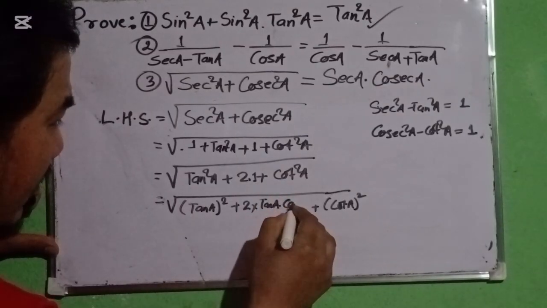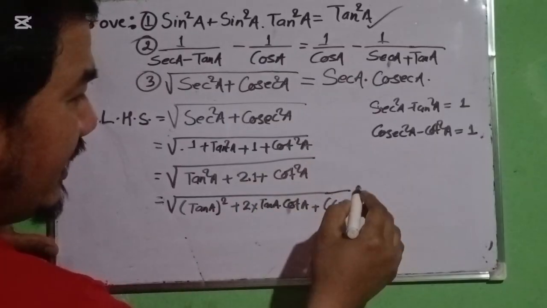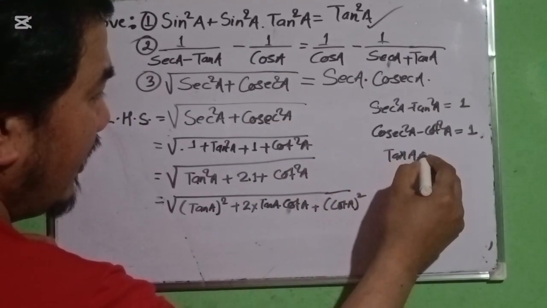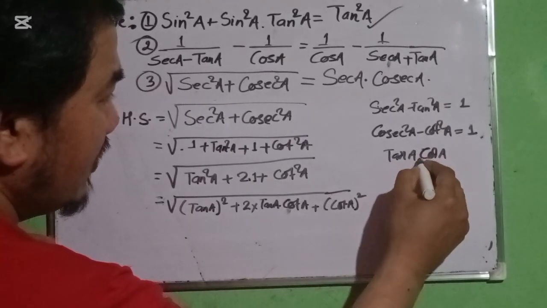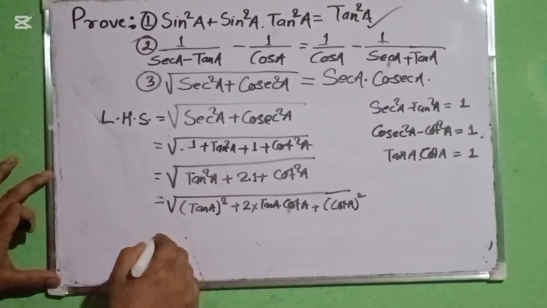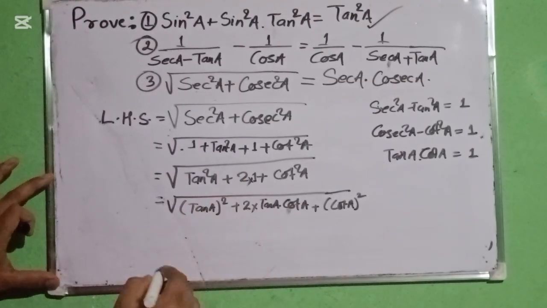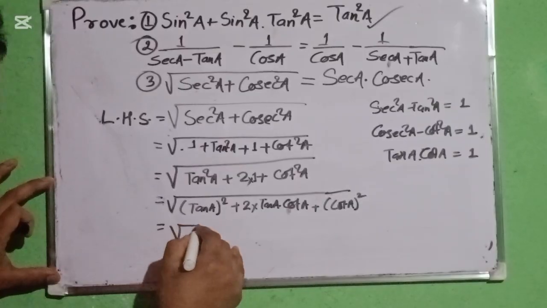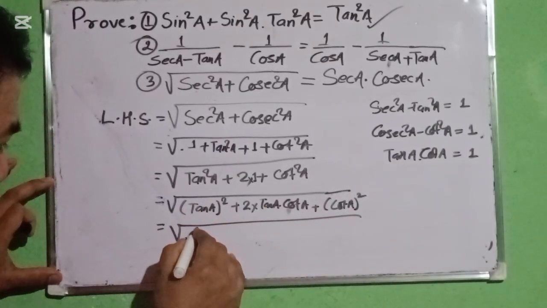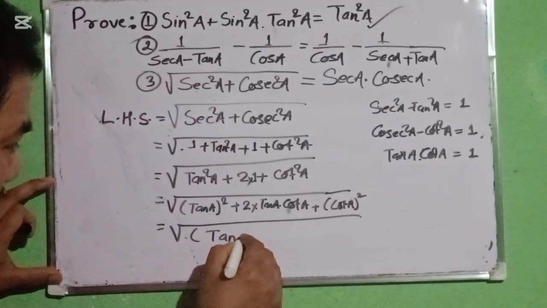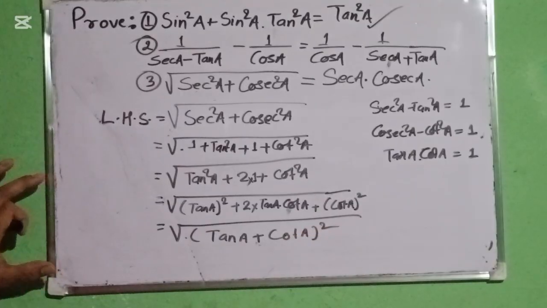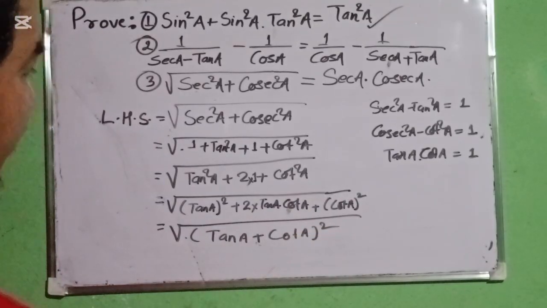Because we know in the reciprocal relation, this is the formula: tan A into cot A equals 1. When you multiply them, it becomes 1. Tan A into cot A means 1. Here is 2 into 1, that's why. Now we write this one, look here, A square plus 2AB plus B square. This is the formula with A as tan A and B as cot A. Tan A plus cot A whole square came.